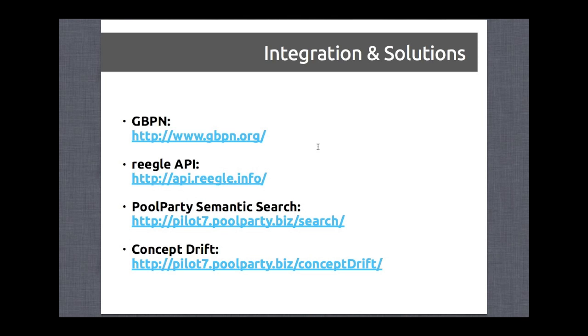So I want to tell you something about the usage of PoolParty technology and PoolParty APIs. So we start with two projects that are based on the PoolParty technology. This is the GBPN, and the second project is the Regal API. Then I want to tell you something about the PoolParty Semantic Search. And finally, I will present you a little mini application that I developed to get in touch with the PoolParty APIs. I called it Concept Drift.